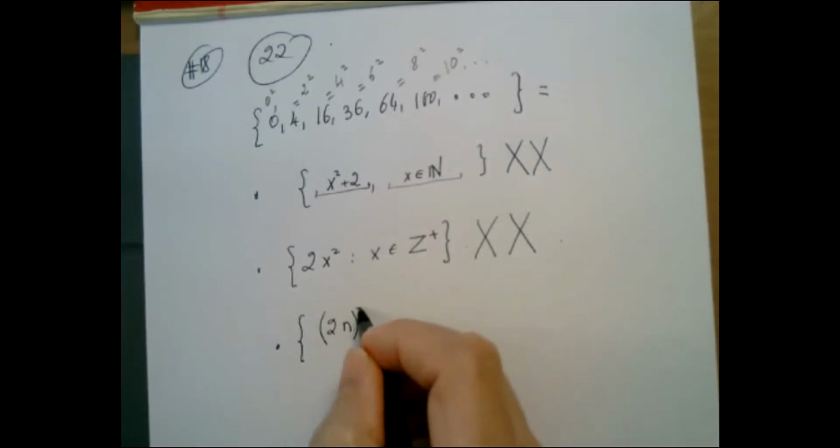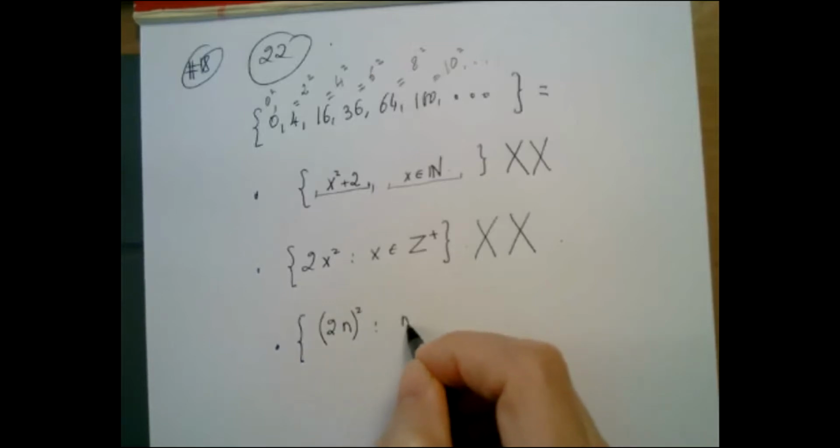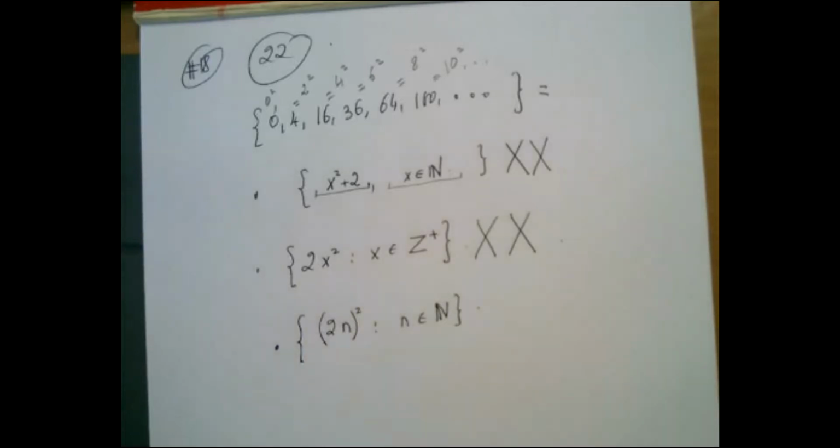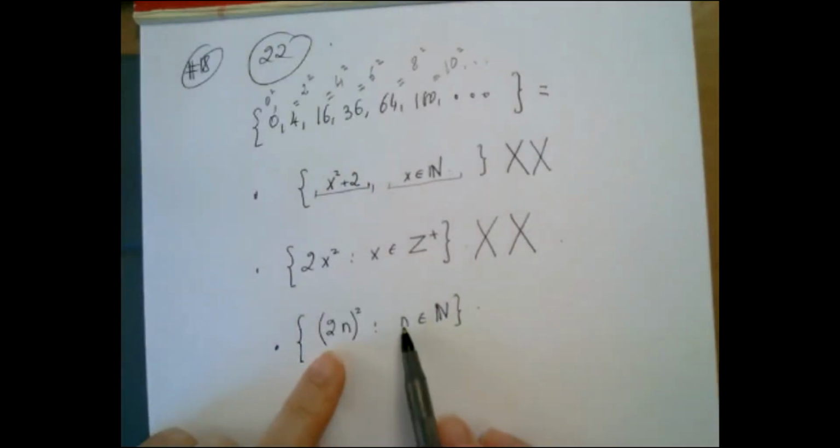And then all that squared. And then n is in N. Okay. Let's see if she's right now. Okay, if n is 0, we're on the right track.